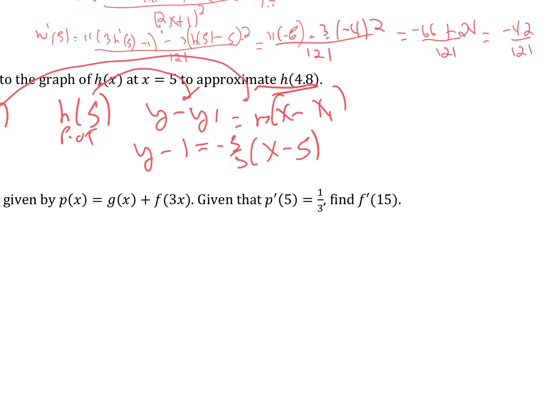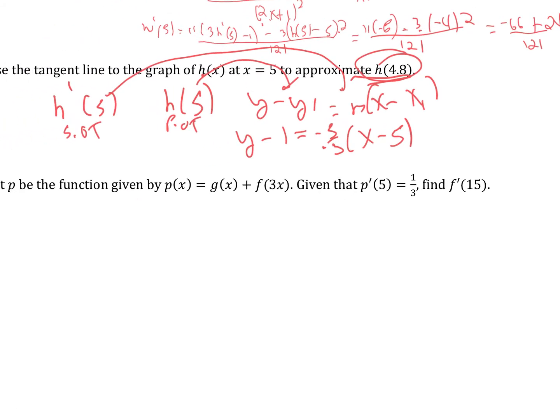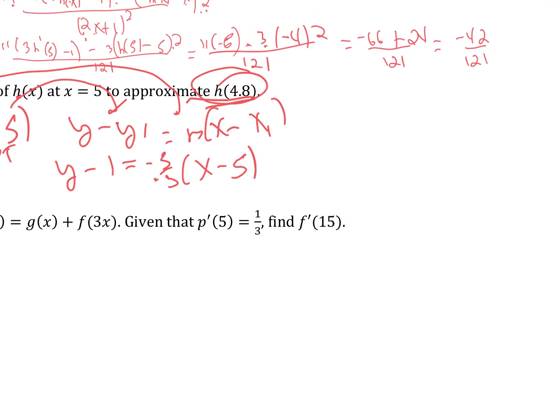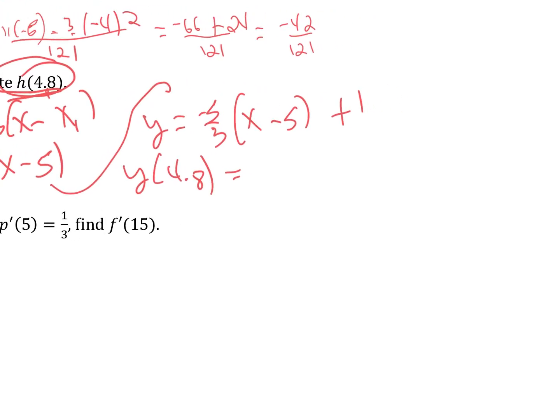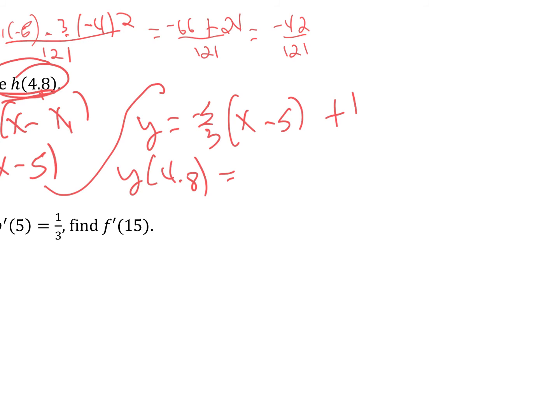That's my tangent line. Since I have to use it to approximate h at 4.8, because we're using that line to estimate that answer, I'm going to solve this for y equals negative 5/3 times x minus 5 plus the 1. So y at 4.8, I'm not going to finish multiplying it through because it's too much work. I'm going to go negative 5/3 times 4.8 minus 5 plus 1.